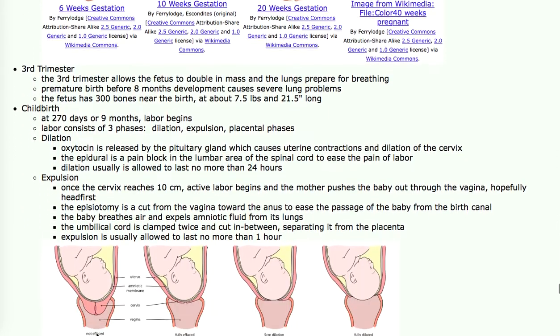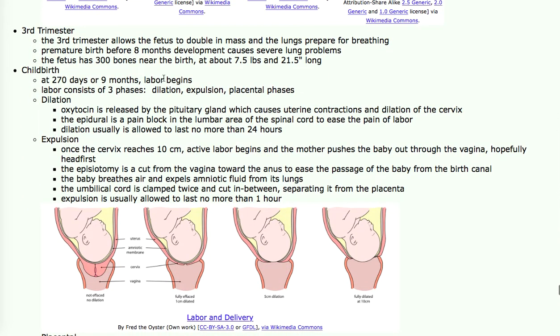Now, at about 270 days or 9 months, labor begins. And labor has 3 phases: dilation, expulsion, and placental phases. Dilation is caused by a signal from the brain. Oxytocin is released by the pituitary gland. That causes the uterus to contract and the cervix to dilate. When the cervix is dilated to the point where a nurse can reach all 4 fingers through this space, then the baby can be pushed out.